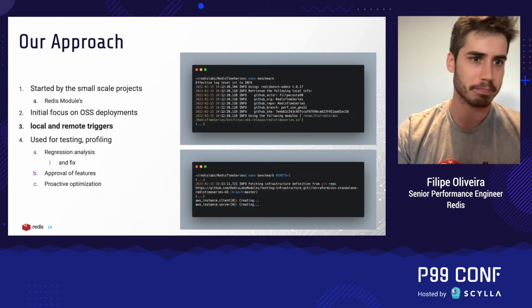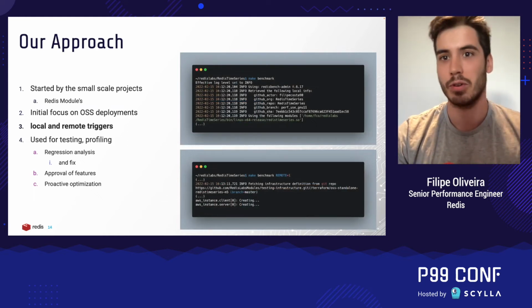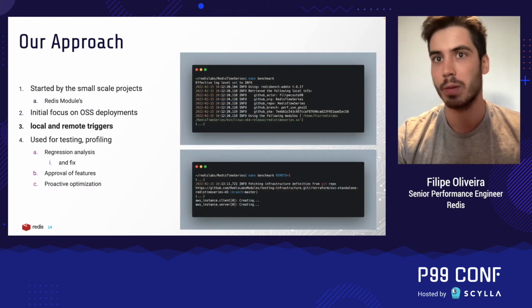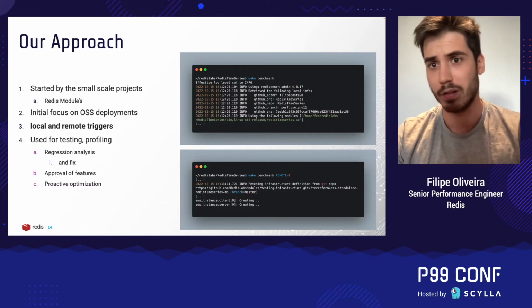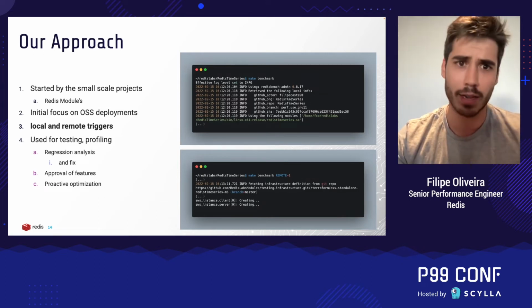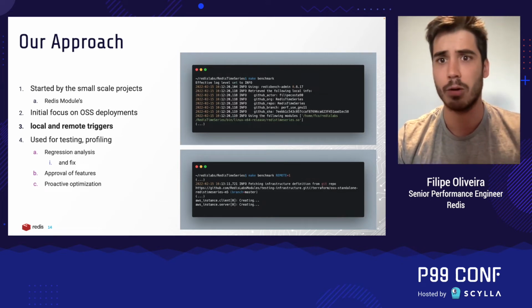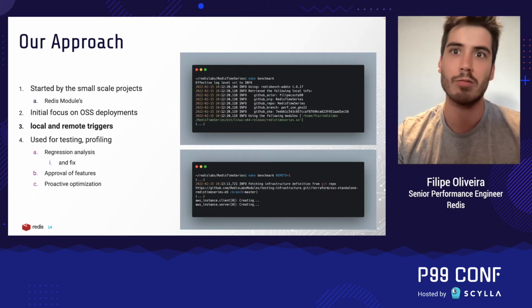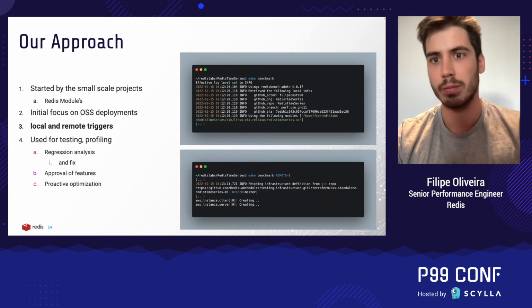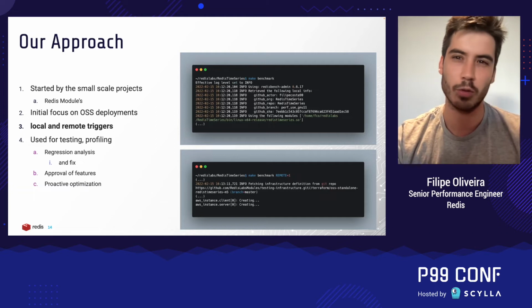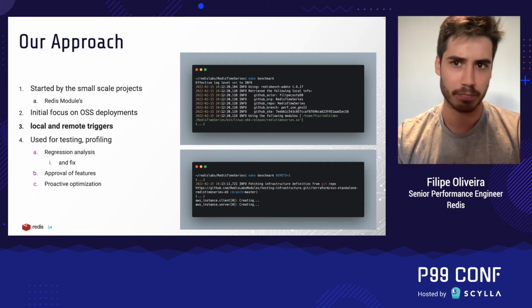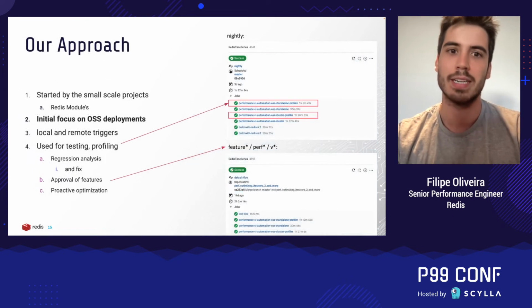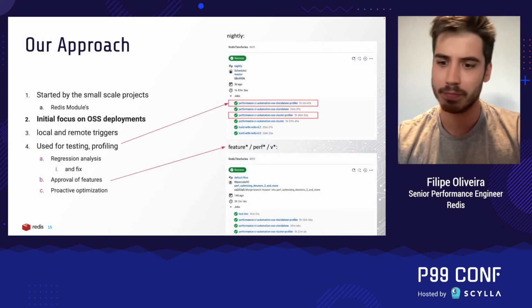As I mentioned before, our goal was to make it extremely easy for developers to run a benchmark locally or to trigger a remote benchmark, assuming that they have the proper credentials on AWS. This is the same look and feel: to trigger a remote benchmark, you use the same make command with some extra environment variables. It's extremely easy for a developer to trigger a local and a remote benchmark.